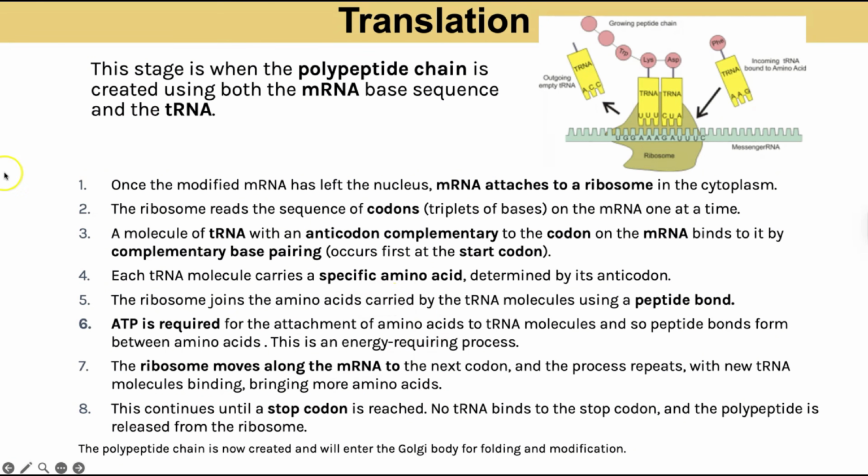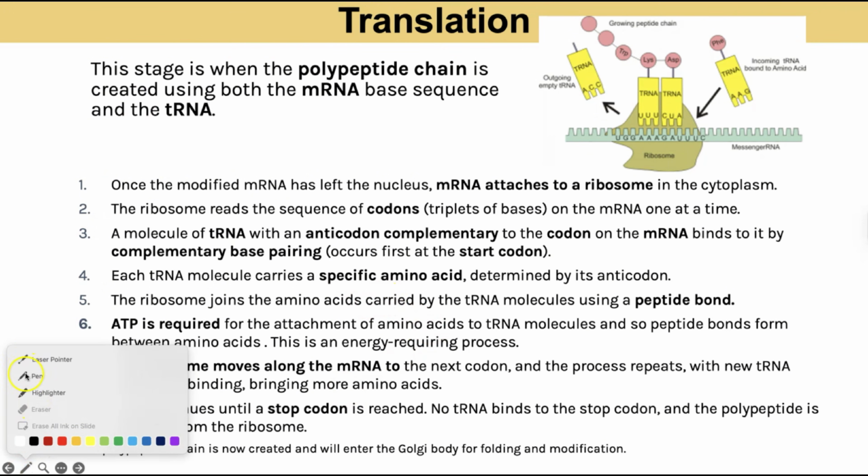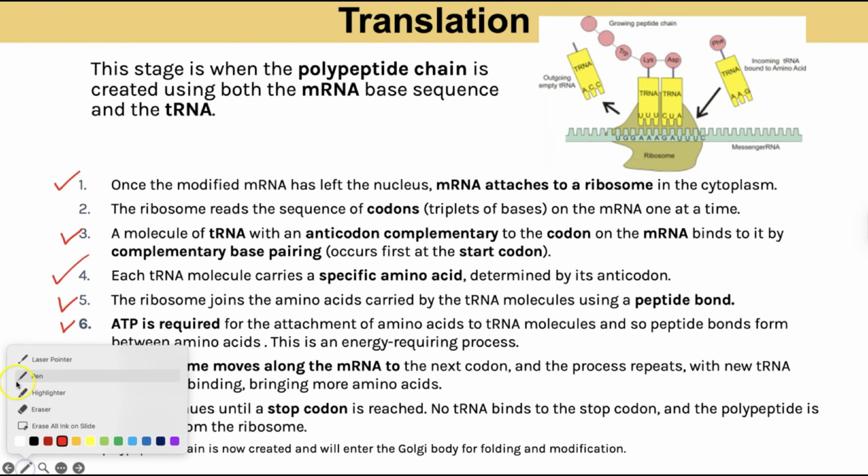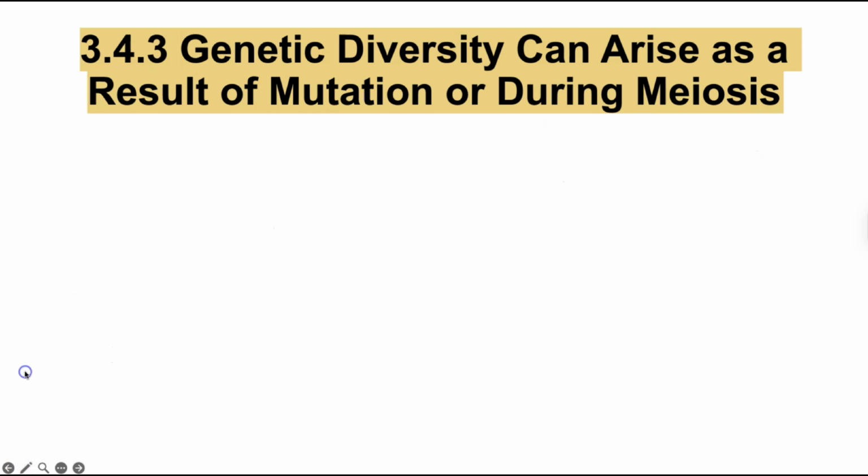So your absolute key marking points that you should always include would be number 1, number 3, 4, 5, 6, and 7. So 1, 2, 3, 4, 5, 6. This is often a 4 to 6 mark question. So they might say, here's your range, you have to say 4 of those 6, or if it was a 6 marker, you'd have to say all of them.